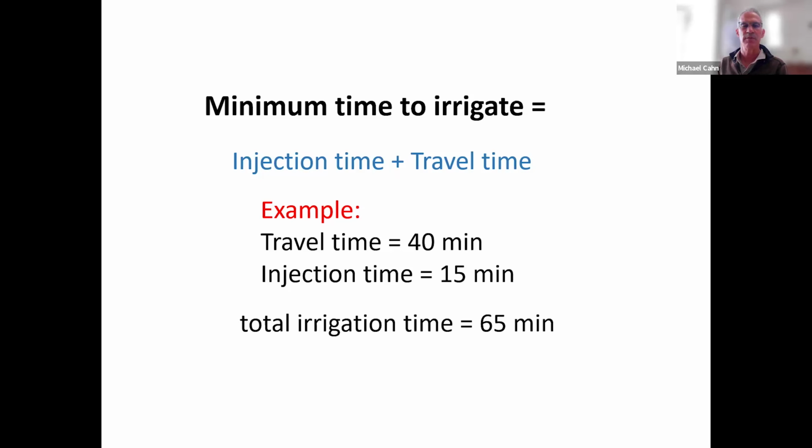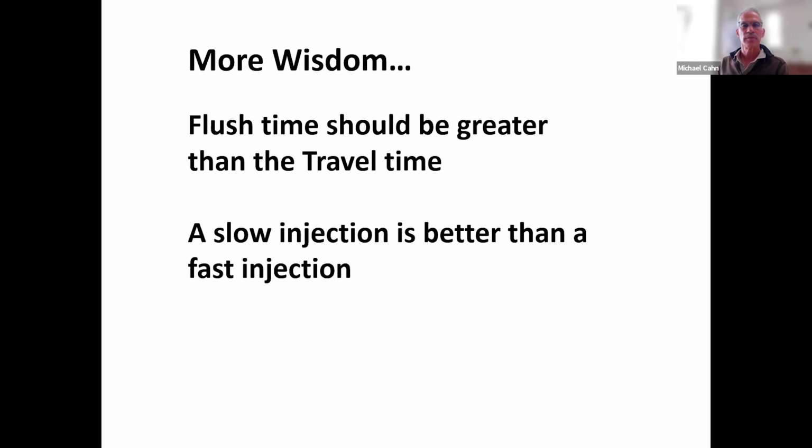That is a minimum. And if you were doing some irrigating beforehand, before you put the fertilizer on, you would have to add that time too. So a little more wisdom, your flush time should be greater than your travel time. And also, injecting slower is better than fast. That gives you a more even distribution of the fertilizer in the soil profile.